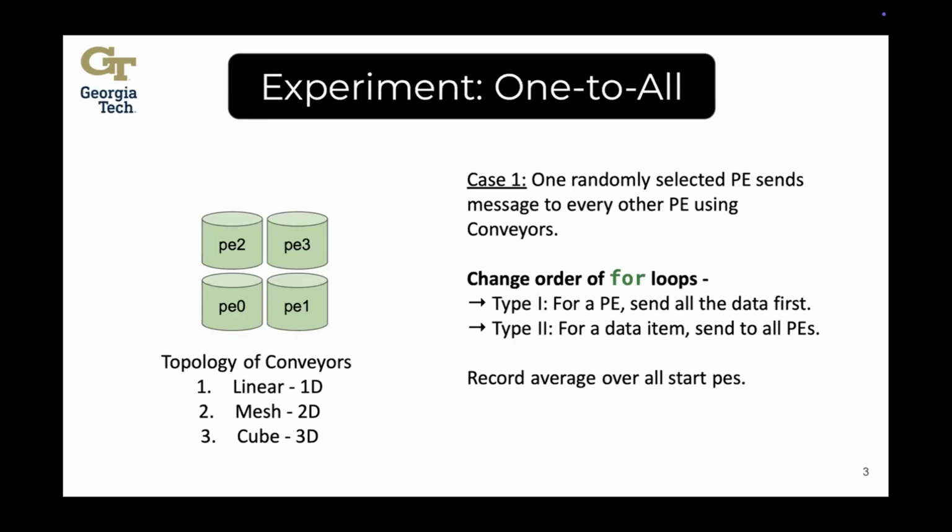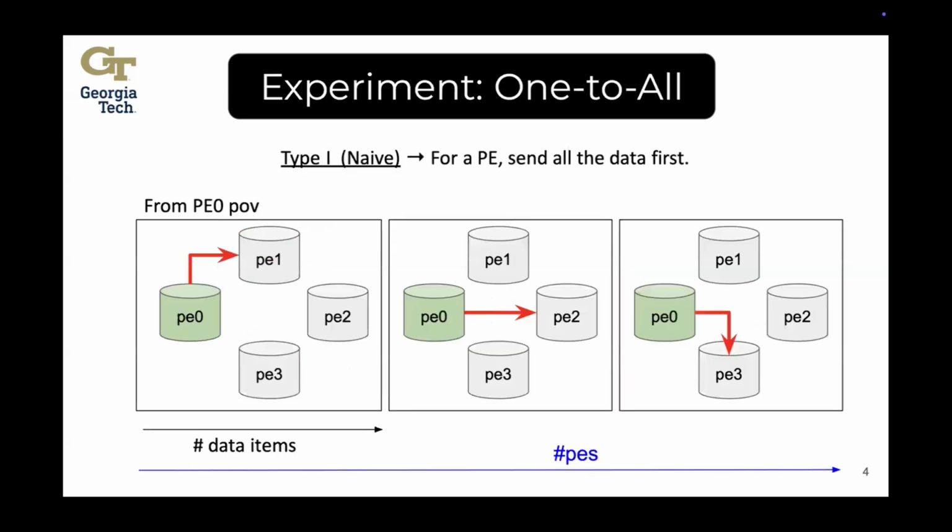And what we do is change the order of the for loops. Type 1 is where, for a particular PE, I'm going to send all of my data first and then carry on to the next PE, and so on and so forth. Type 2 is where, for a particular data item, I'm going to send this data item to all the PEs first, followed by the next data item, and record the average over all the start PEs. So this is what type 1 looks like.